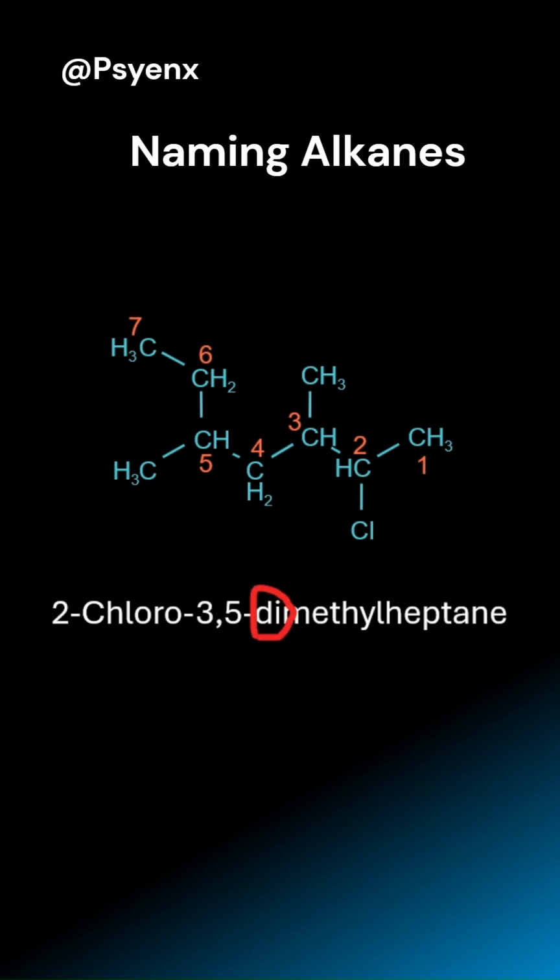We use the prefix di to show there are 2 identical groups. We separate numbers with commas and numbers from words with hyphens. Note that we list the substituents in alphabetical order, ignoring prefixes like di. Because C comes before M, chloro goes first before methyl.